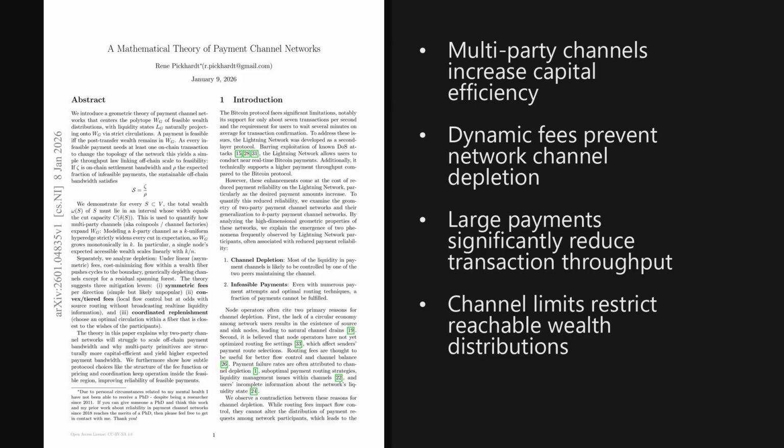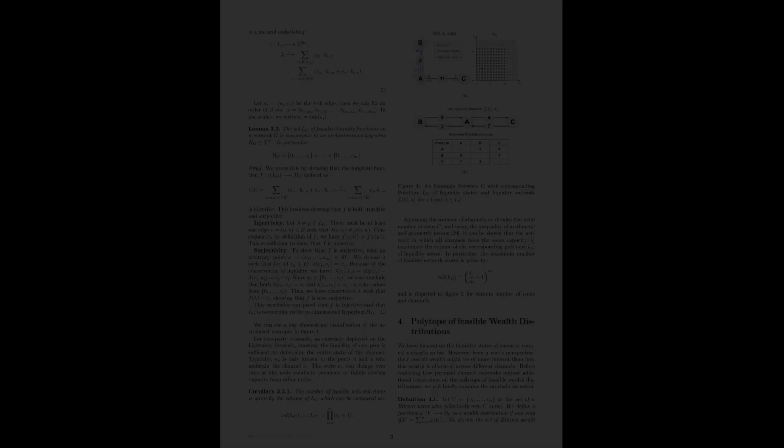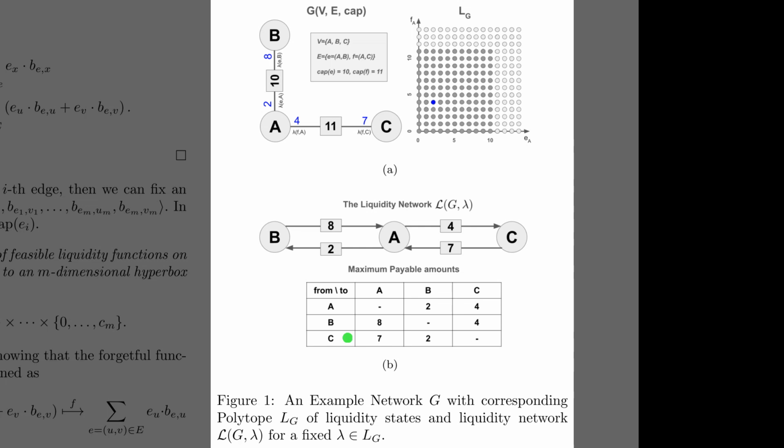And as we'll see later, the insights into channel depletion offer some really promising ways to make these networks sustainable at scale. To start, Figure 1 visualizes the core concepts using a concrete example. The top panel defines a simple network with three nodes, A, B, and C, connected by payment channels with fixed capacities. To the right, the grid plot maps out the liquidity polytope LG, where each dot represents a mathematically valid distribution of coins across these channels.